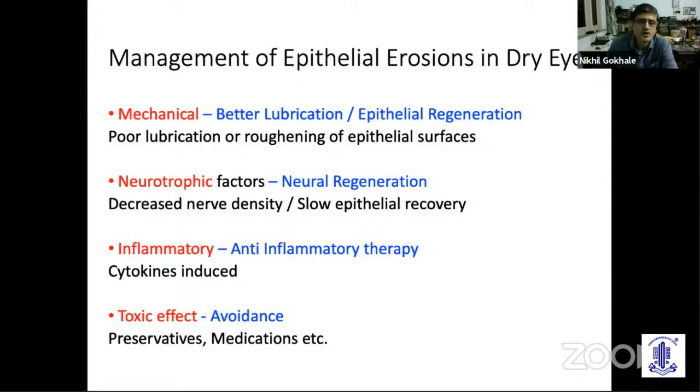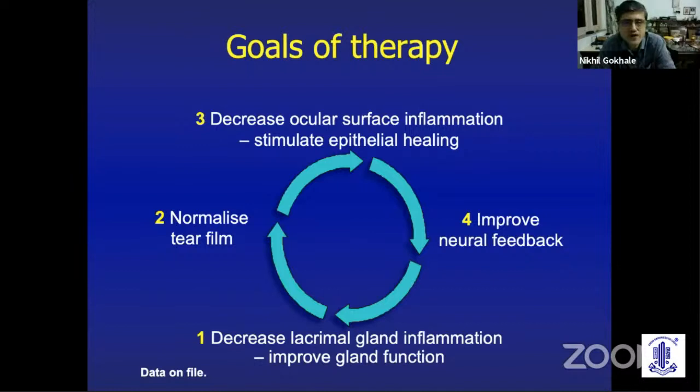epithelium. So whenever we talk of dry eye therapy, we say, well, we need to reduce the inflammation on the ocular surface and in the lacrimal glands. We try and aim to normalize the tear film and stimulate the healing of the epithelium on the ocular surface and improve the neural loops and feedbacks.